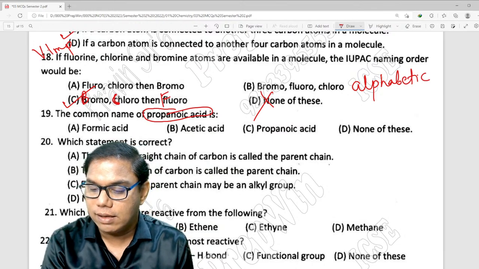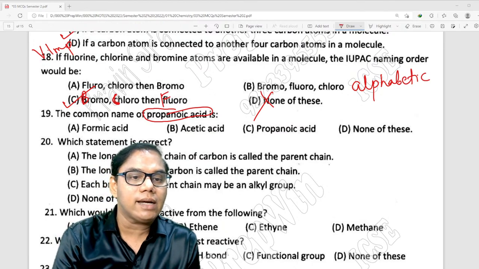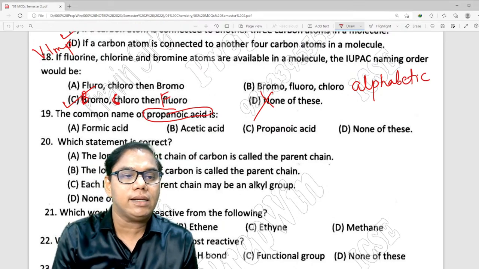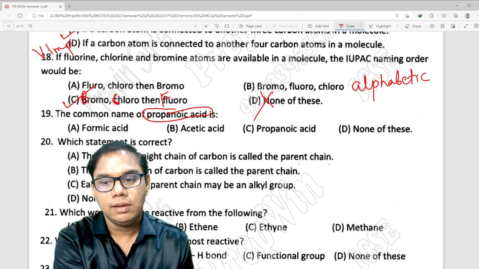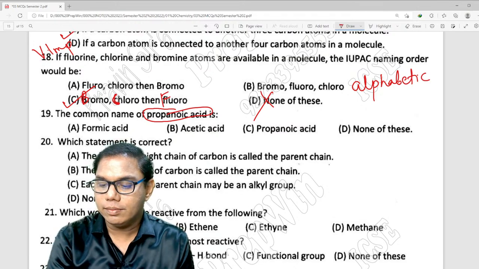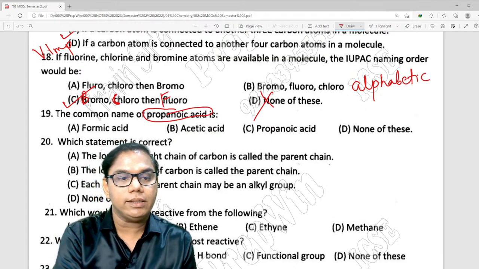What is 19th ka answer? Come on, tell me 19th ka kya answer? Is it A, B, C or D?